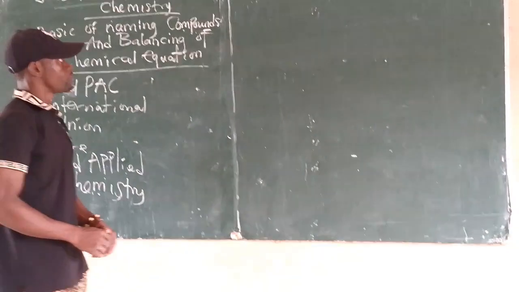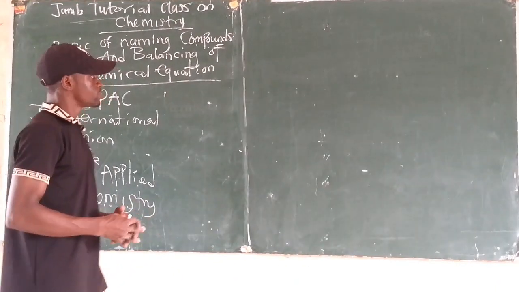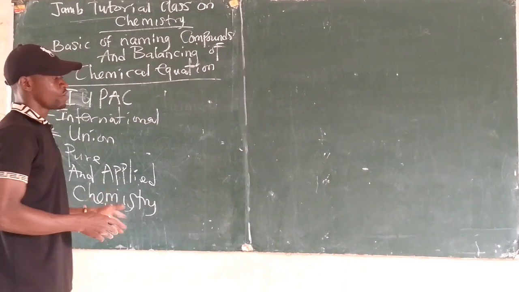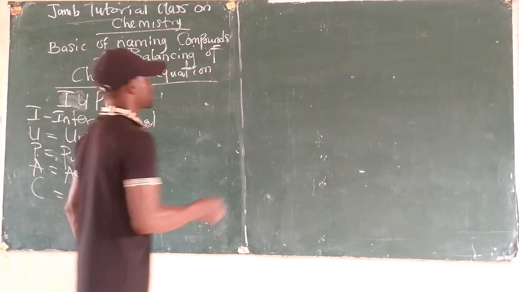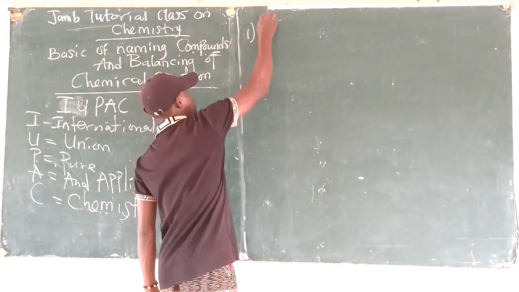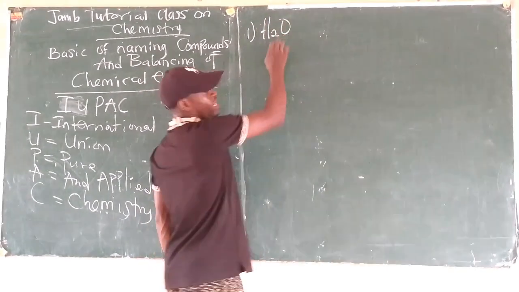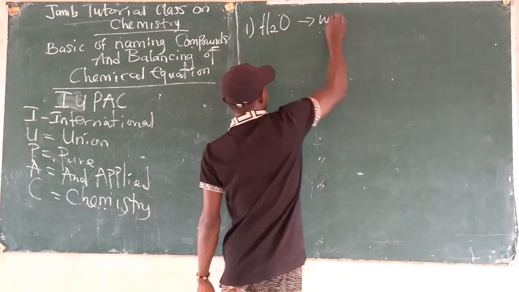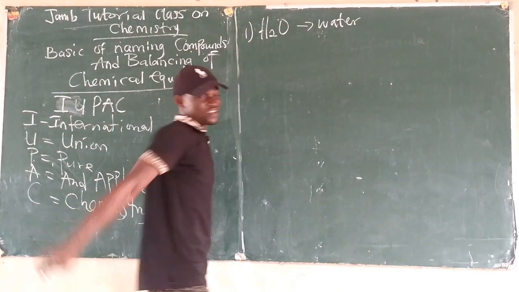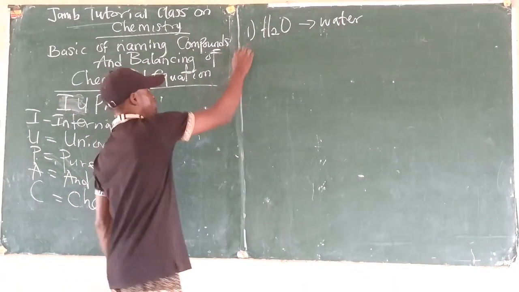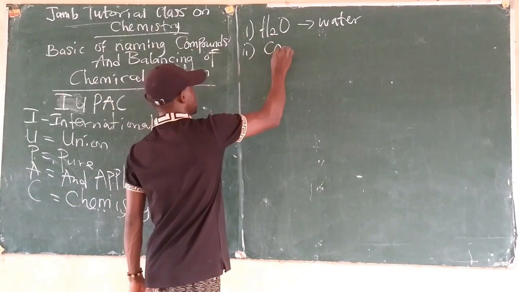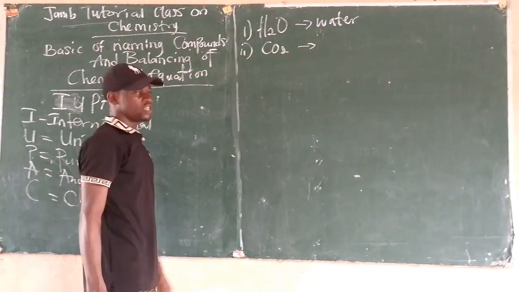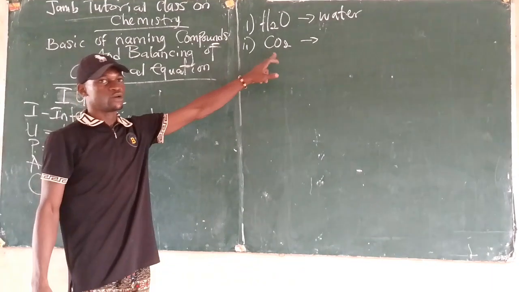Alright, so now we name some compounds using this IUPAC system. We're going to start with a very simple one on your own, which is H2O. H2O is what? Water. H2O is water. Then the next one here is CO2.